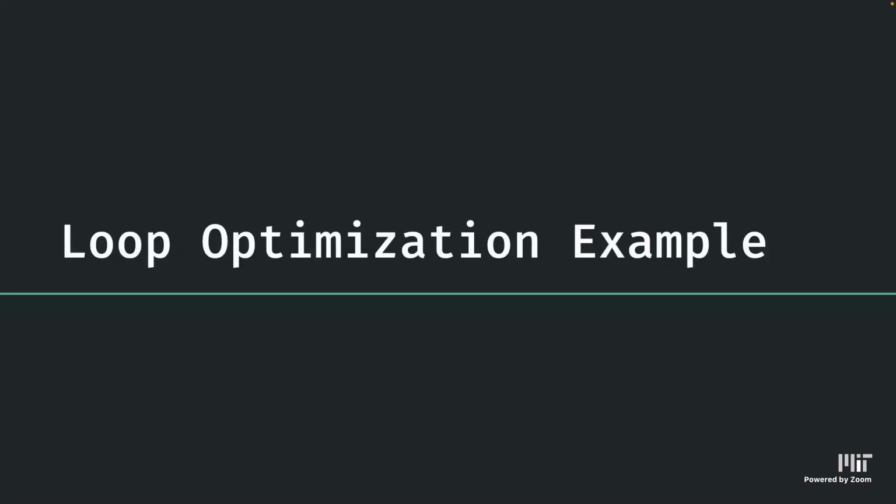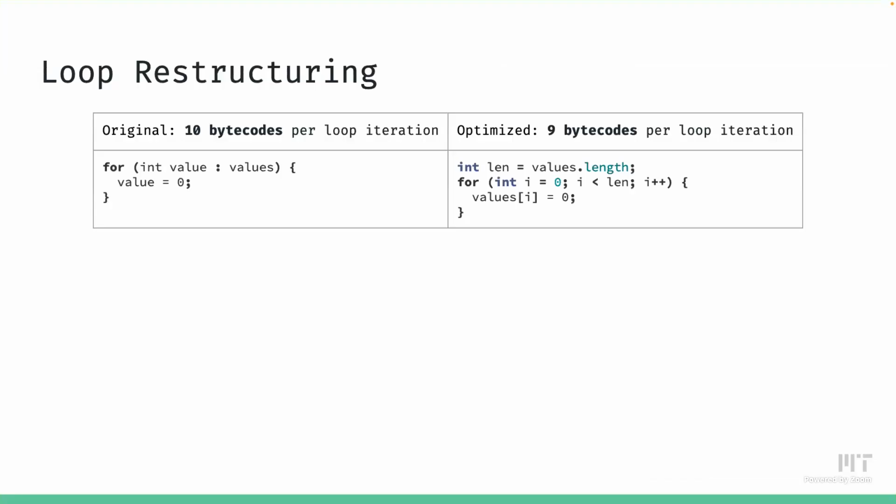is loop optimization. Interestingly enough, the way you design your for loops can actually drastically impact how much bytecode you use. So let's take this basic loop for an example. We have an array of integers called values, and we want to loop through all of them and set them to 0. This loop is kind of silly because it doesn't actually do anything, but we'll just pretend it does. This is an enhanced for loop, which I'm sure you guys are familiar with. We just loop through each value in values and set it to 0. Something that's this simple actually takes 10 bytecodes per iteration, which is a lot.